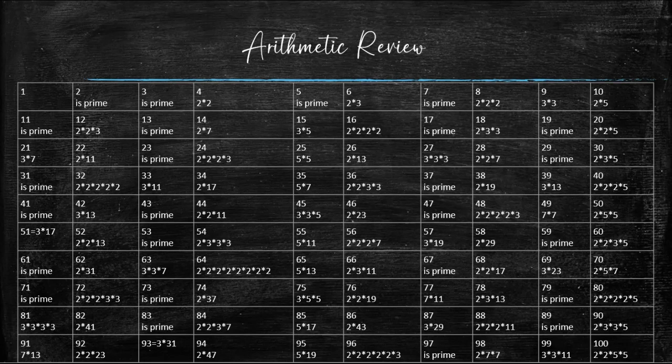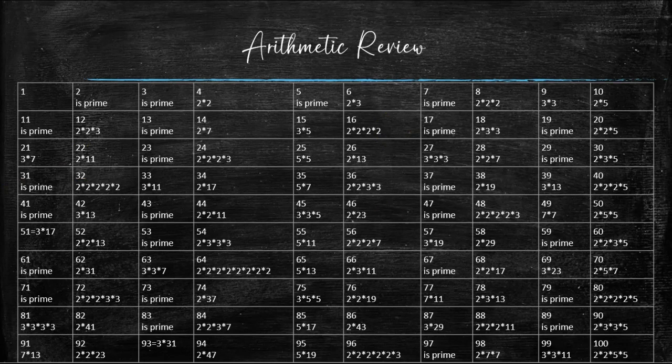This is the first 100 numbers, and each number is either declared as prime or given the prime factorization. The most common mistake is, I think, 91. People forget that 91 is not a prime number, but everything else is pretty clear. If you know the multiplication table, you should know which numbers are prime and which numbers are not. And when they are not, then you should know their prime factorization.